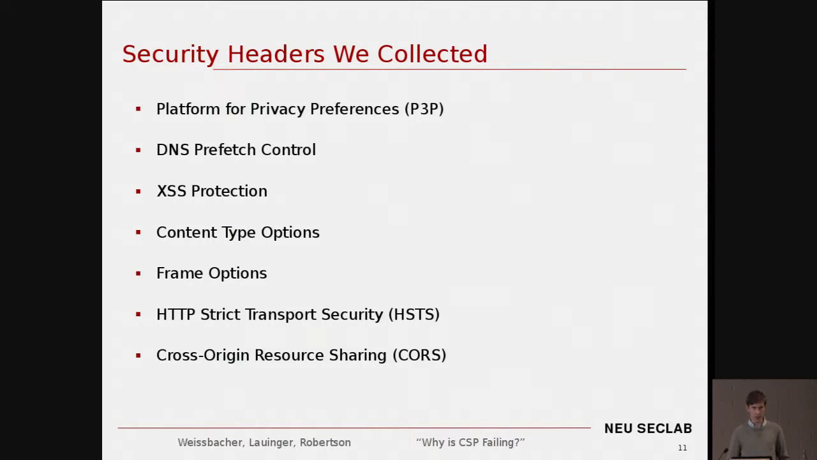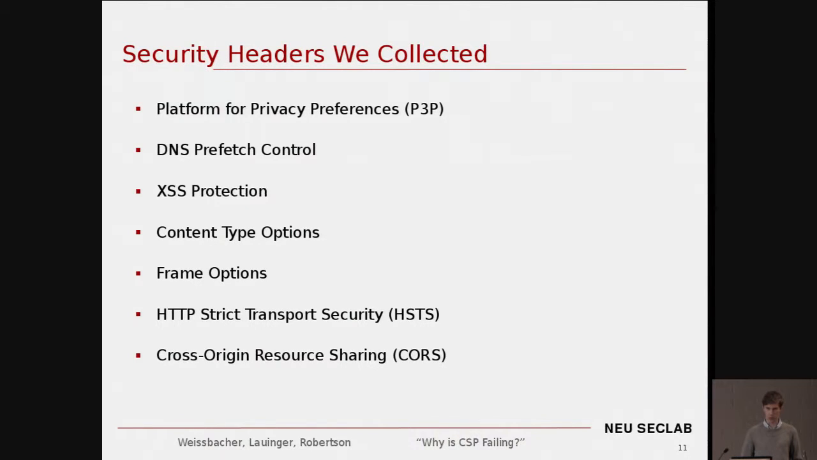So P3P is a platform for privacy preferences. It's mostly a legacy header, which is used for managing cookies in Internet Explorer 6. DNS prefetch control is a privacy-related header which allows the server to override the default in the browser whether hostnames should be resolved ahead of time. XSS protection is client-side filtering. This can be turned on or off.